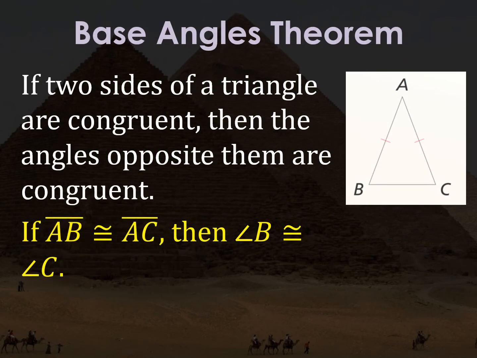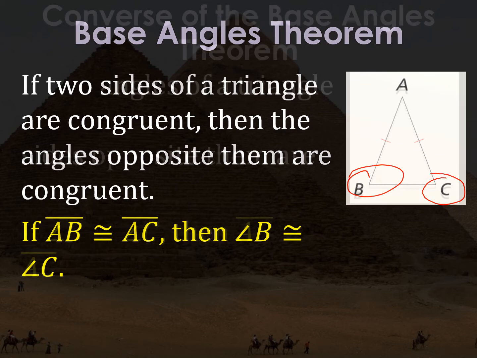Now the base angles theorem is very important. If two sides of a triangle are congruent, then the angles opposite them are also congruent. So what that means is if you have an isosceles triangle where the legs are congruent, in this case AB is congruent to AC, then angle B is congruent to angle C. Notice that the base angles are now congruent. So this is why it's called the base angles theorem. If you have an isosceles triangle, the base angles are congruent.